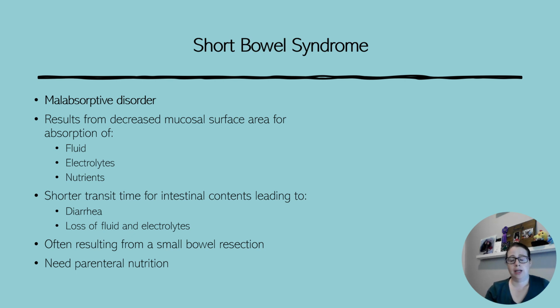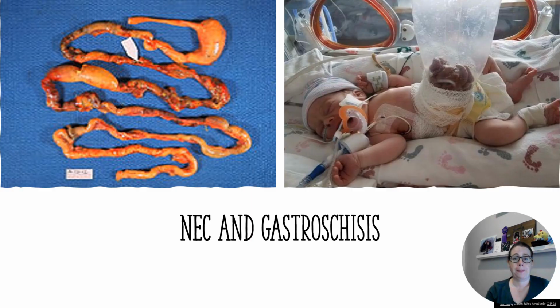So maybe the patient had necrotizing enterocolitis in the NICU and the tissue died and needed to be resected, and even some temporary resections like for Hirschsprung's, which we'll talk about in a little bit, can cause this as well. So our focus with these kiddos is on hydration and nutritional support. Often they're getting IV nutrition such as TPN so that we can ensure proper growth and development.